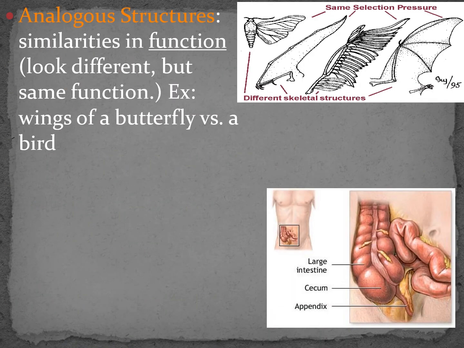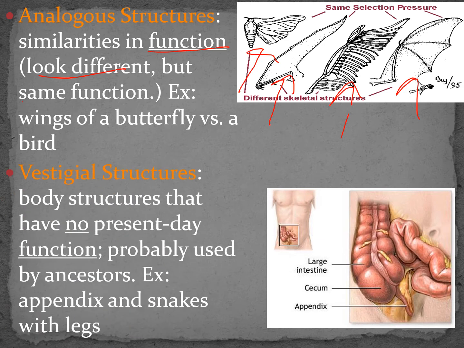So now we have analogous. Analogous structures mean they're similar in function, but they look different. So look at every wing. Every wing looks different, but every wing does the same thing. It flies.